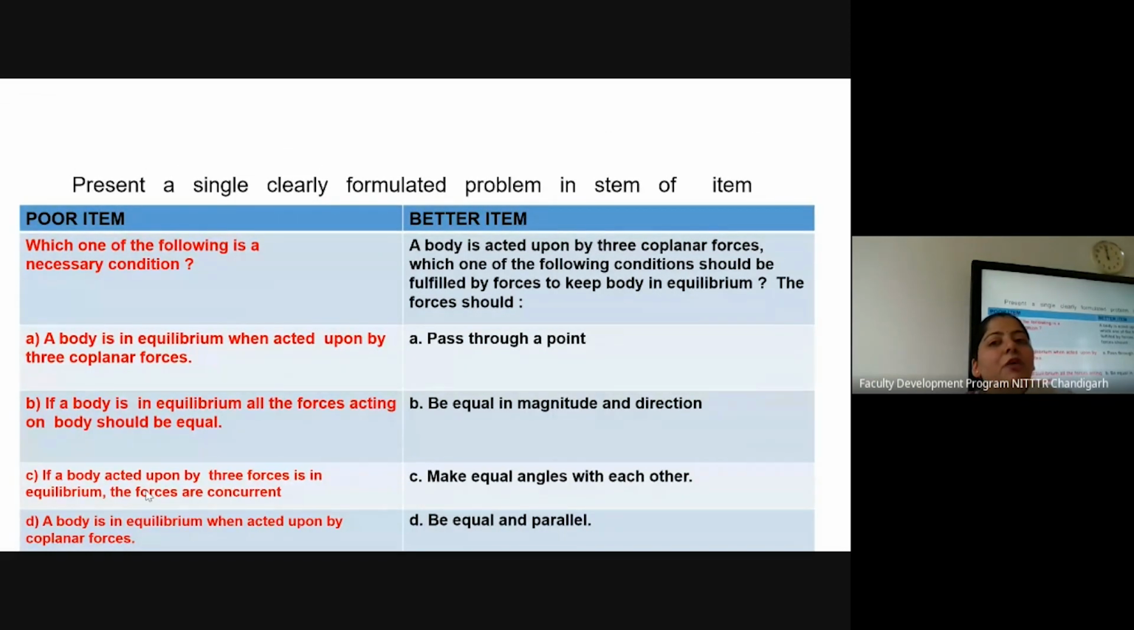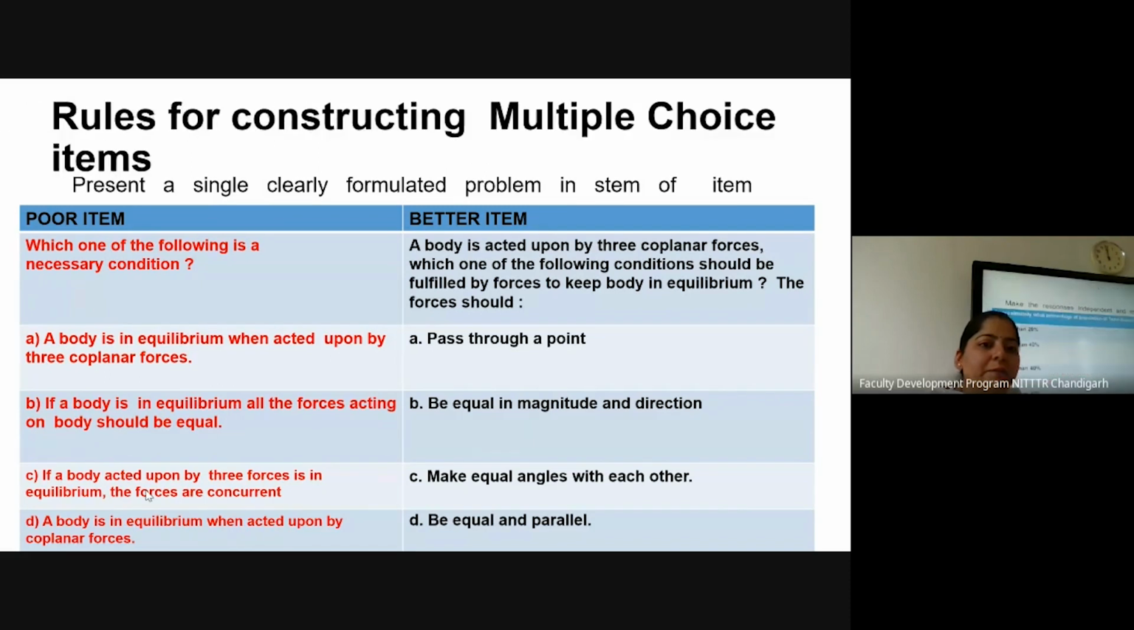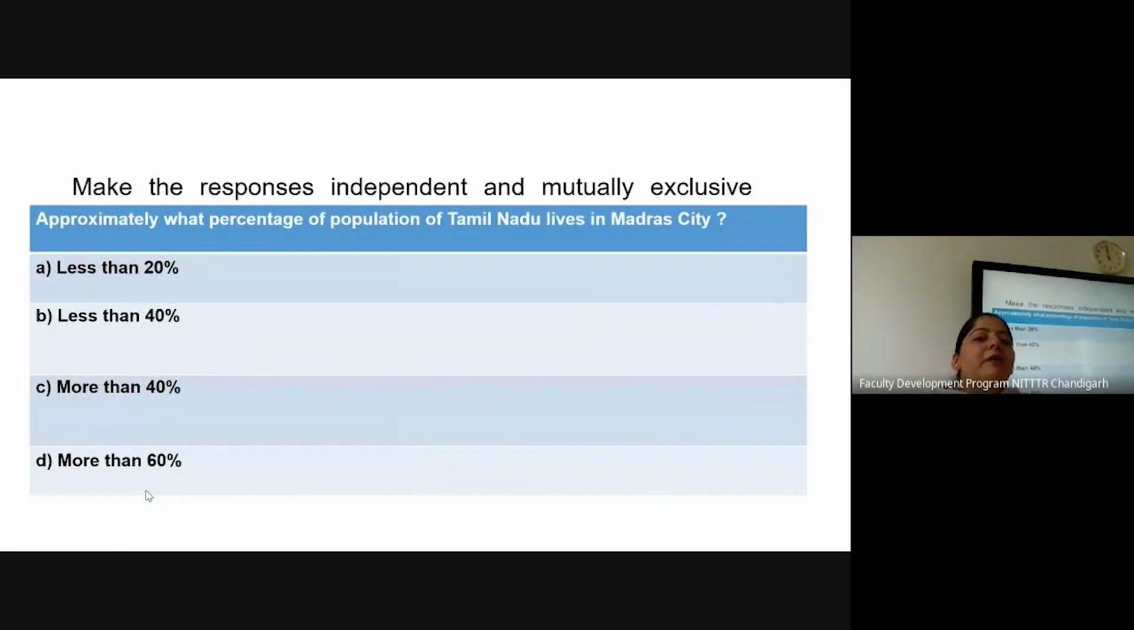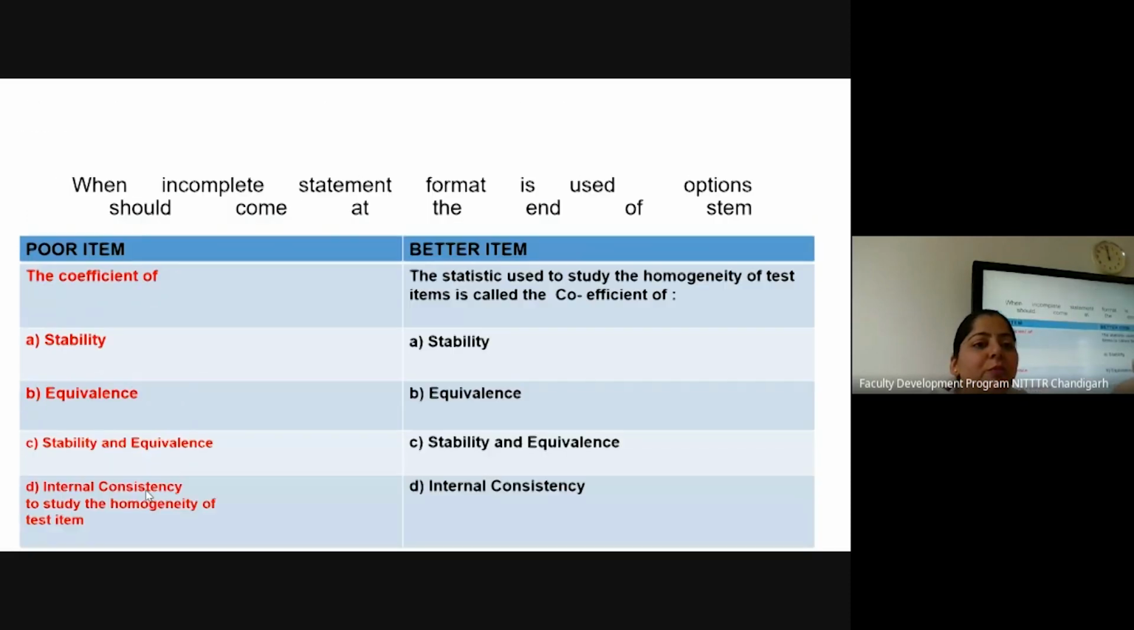Present a single clearly formulated problem in the stem of the item. Rather than focusing on too much of the learning outcome, MCQs are only of 1 mark. So one learning outcome at a time. Make the responses independent and mutually exclusive. Approximately what percentage of population of Tamil Nadu lives in Madras city? Less than 40%, 20%, more than 40%, more than 60%. More than 40% includes more than 60%. Less than 40% includes less than 20%. So these items are not accurate, not mutually or independently exclusive. So that needs to be avoided.